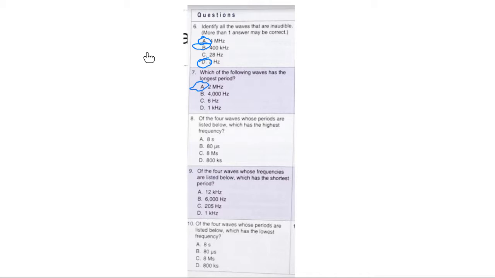Are we ready for number 8? Yep. I already started the poll. Okay, good. Of the 4 waves whose periods are listed, which has the highest frequency?